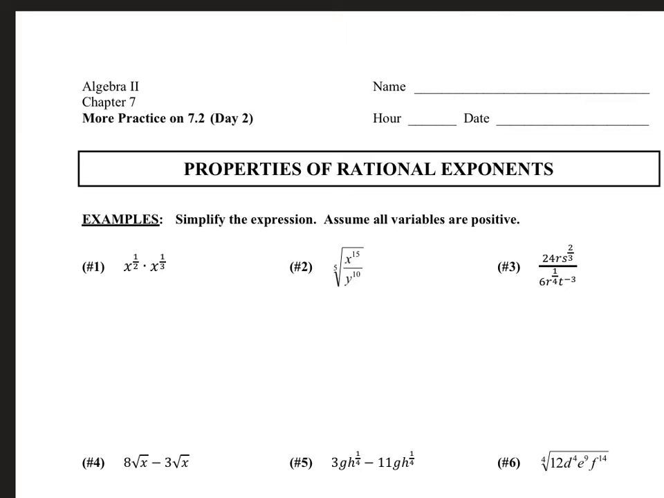We're continuing with 7.2, day 2. Our central question was, how do we simplify rational exponents using properties of exponents? So we're continuing with day 2. This is just going to be extra practice on what we covered in day 1.